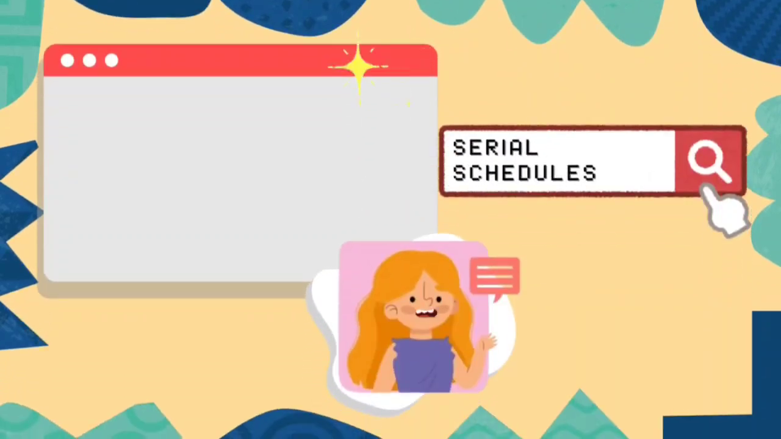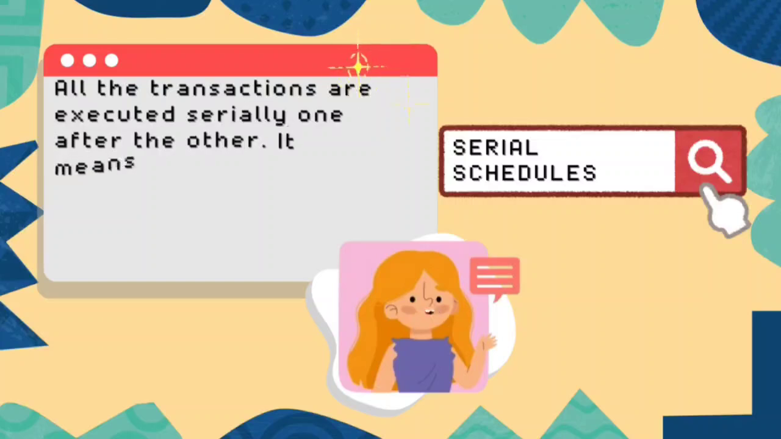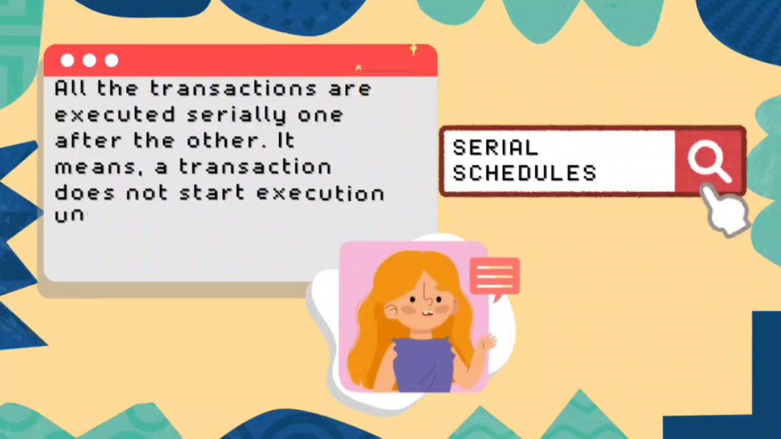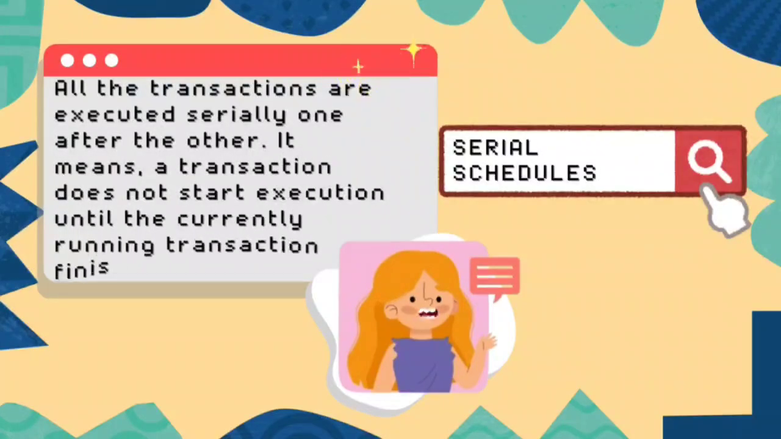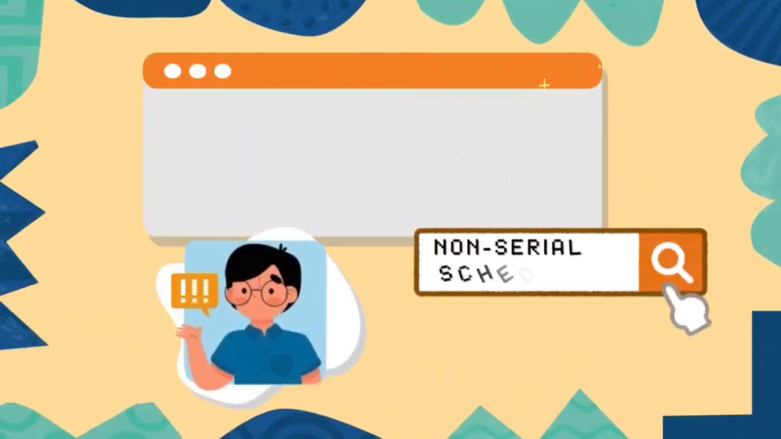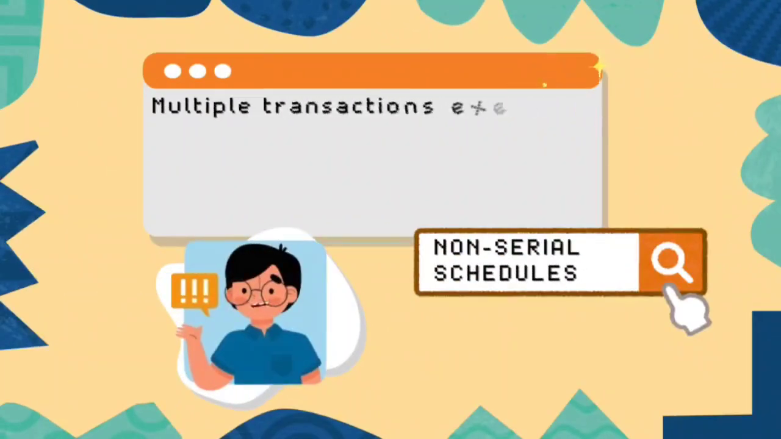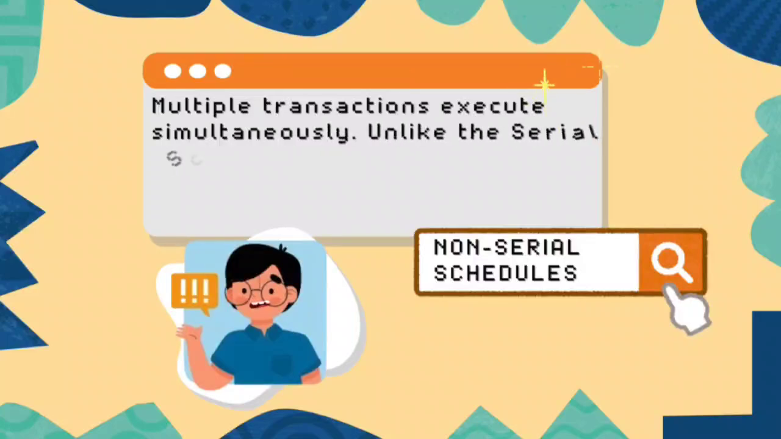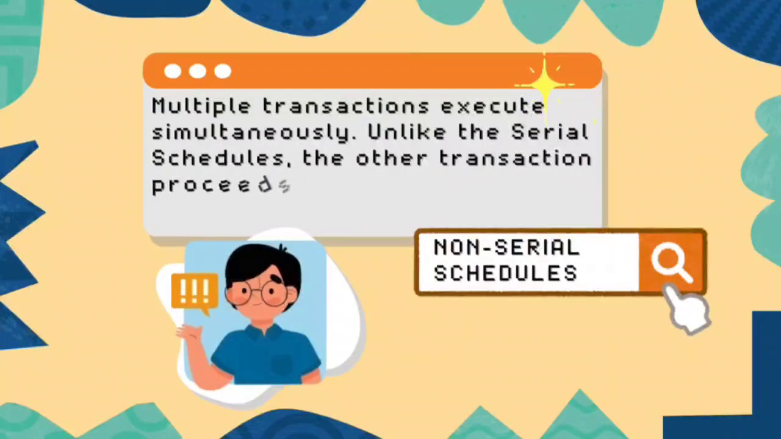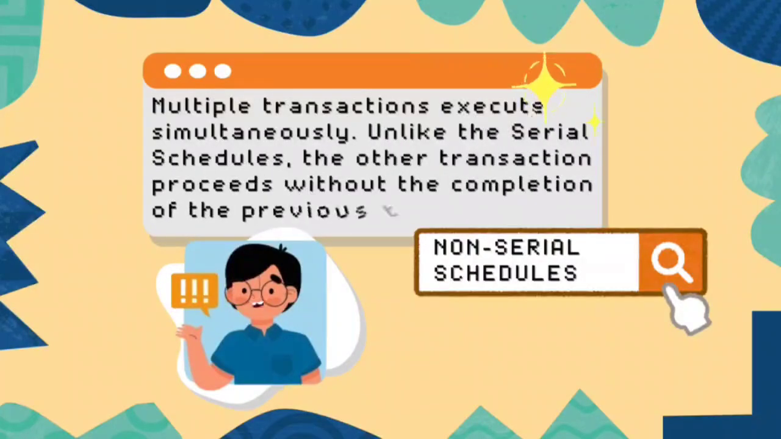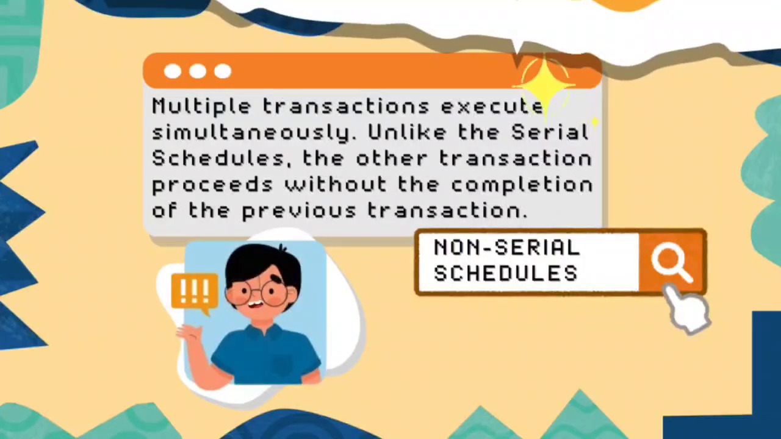Thirdly, the serial schedules. All the transactions are executed serially, one after the other. It means a transaction does not start execution until the currently running transaction finishes execution. Next, the non-serial schedules. Multiple transactions execute simultaneously. Unlike serial schedules, the other transaction proceeds without the completion of the previous transaction.